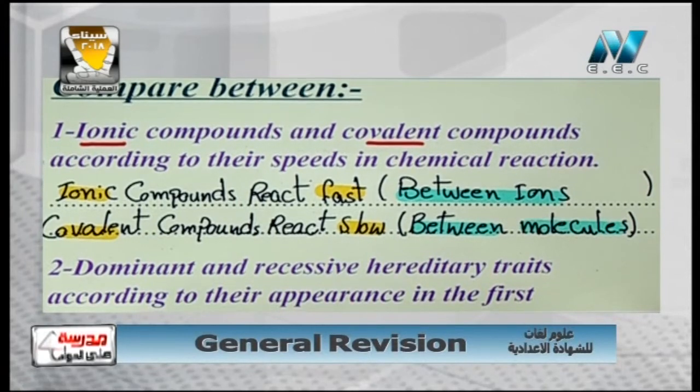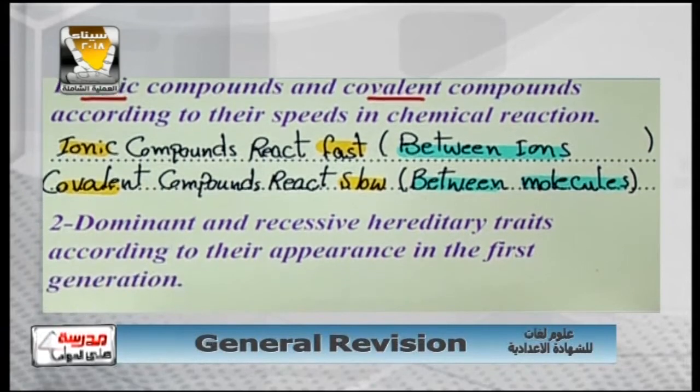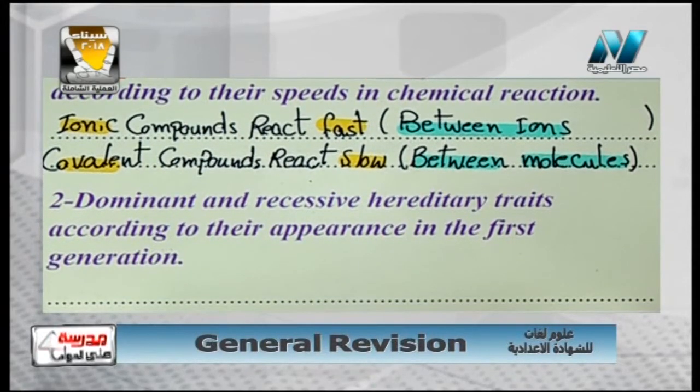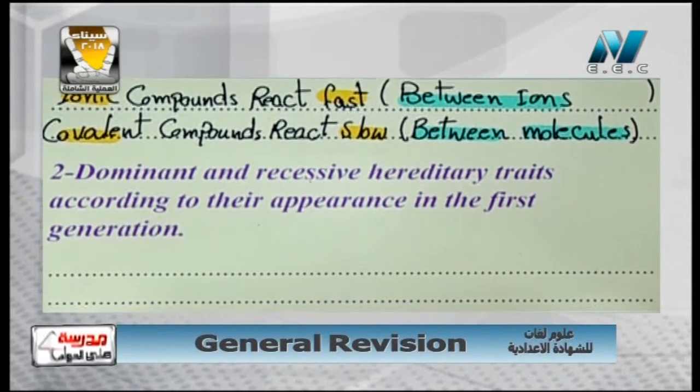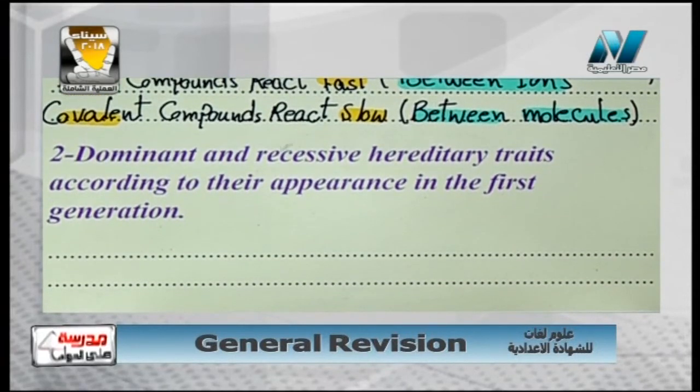Here we compare between the dominant and the recessive hereditary traits according to their appearance in the first generation. As we know from the first and the second Mendel's law, the first law is called the law of segregation and the second law is called the law of independent assortment. We know the ratio or the percentage of the dominant trait and the recessive trait in the first generation or F1.